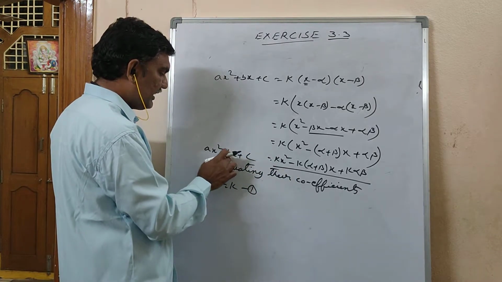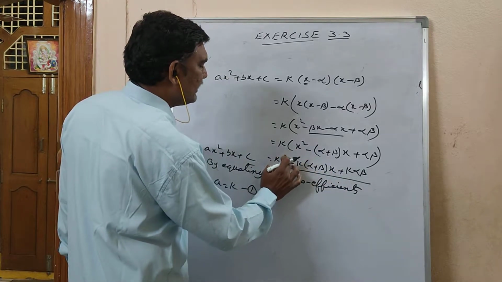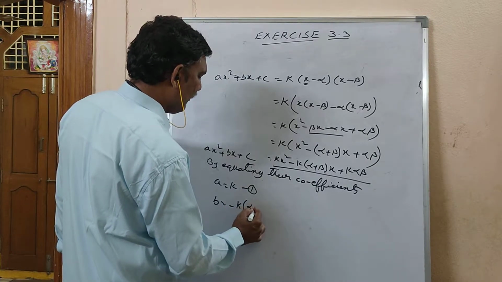Then what is the x coefficient here? B. What is the x coefficient here? With the symbol I have to write it: minus k into alpha plus beta.